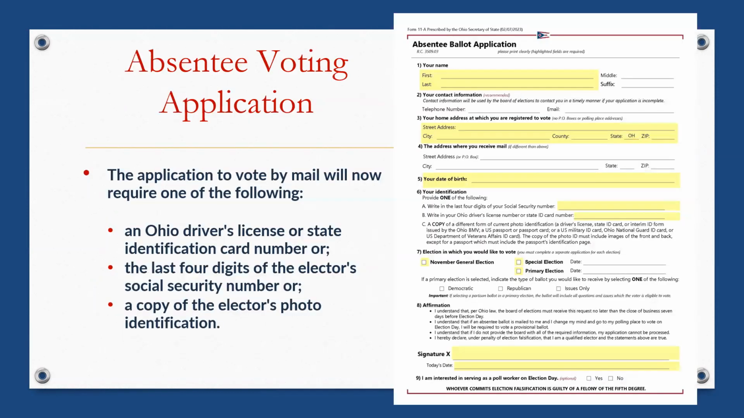And this is what an absentee ballot application looks like. You can request this without a photo ID. So you can request an absentee ballot to be mailed to your address or whatever address you would like it to be mailed to. Just using the last 4 digits of your social, or your Ohio driver's license or state ID number.